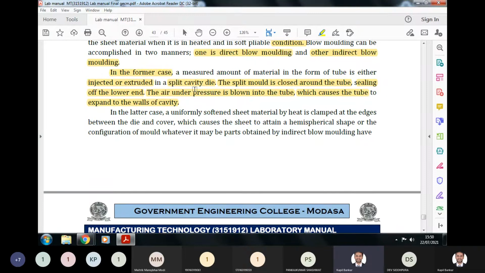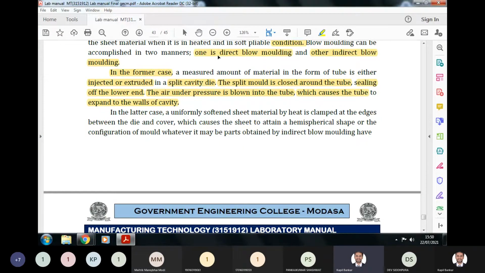It will stick on whatever the wall of the die is. Meaning, according to its inner shape, it can stick on the wall of that cavity, and it will be converted into the shape of the die. Okay, so this is the direct blow molding process.